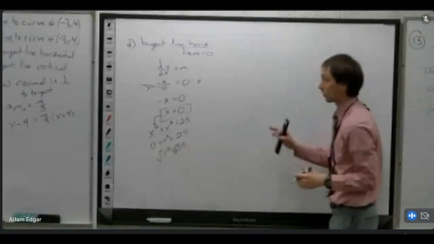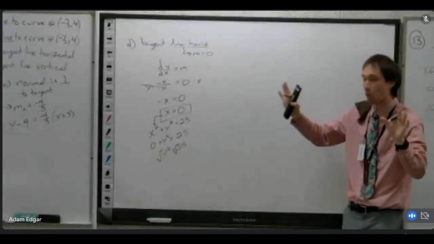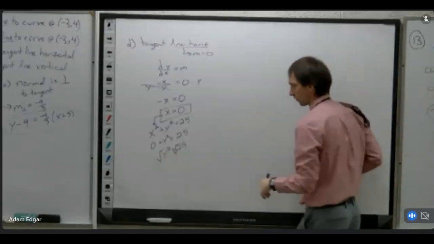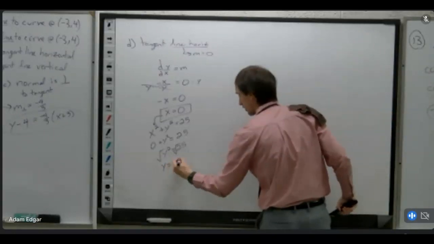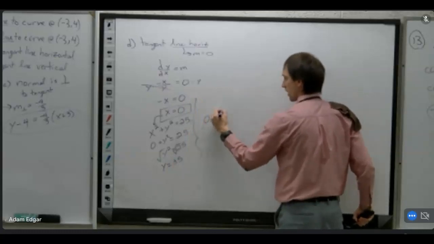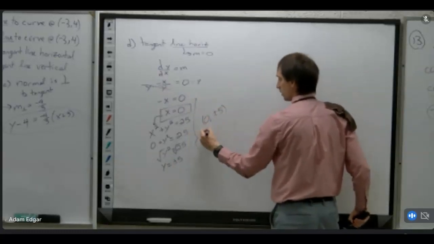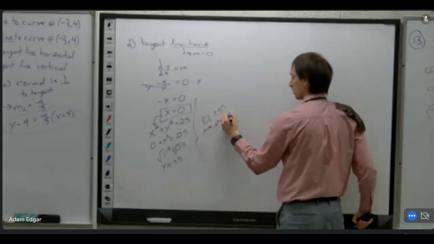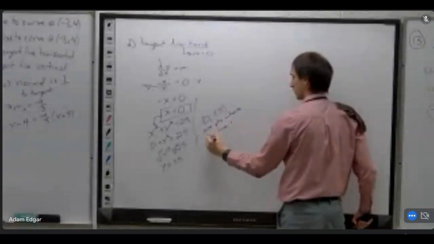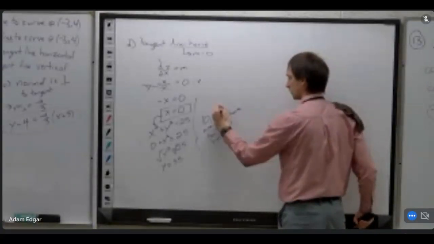Plus or minus 5. So don't forget, remember, circles, you have 2 points for x equals 0. You've got the point on the top and the point on the bottom of the curve. So you're going to have 2 points here, plus or minus 5. So all that is 0, comma, plus or minus 5 are points where the tangent line is horizontal.